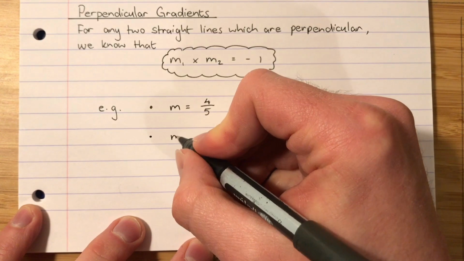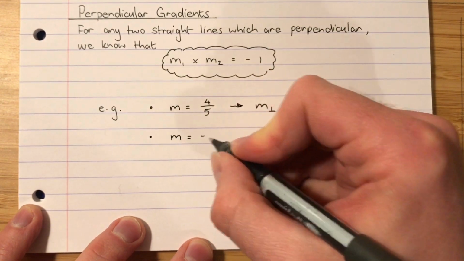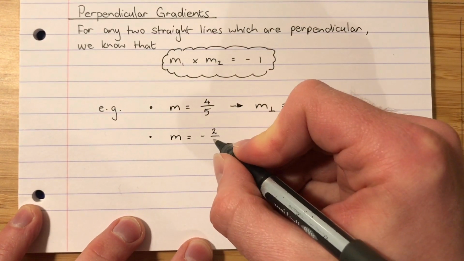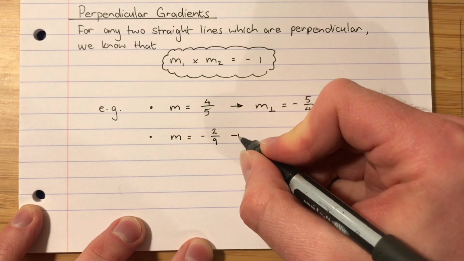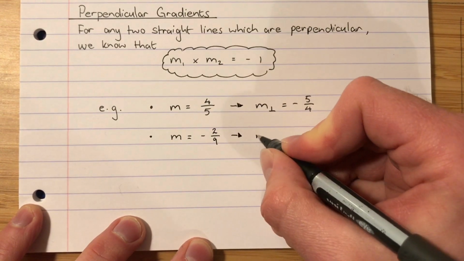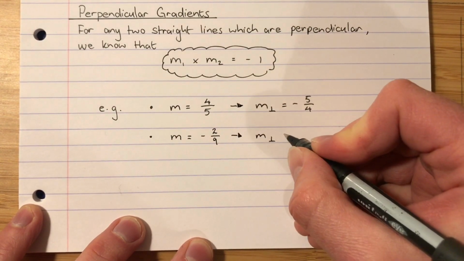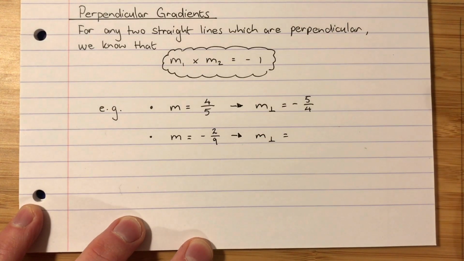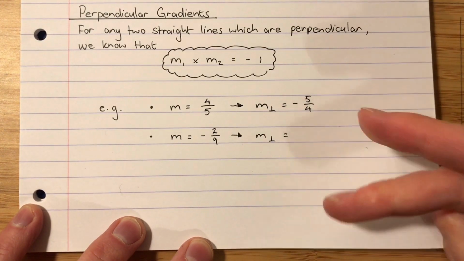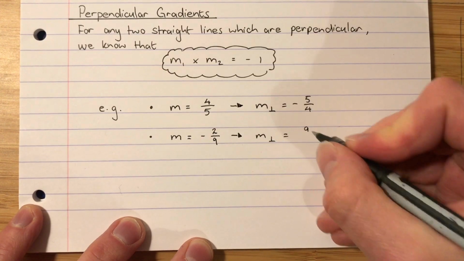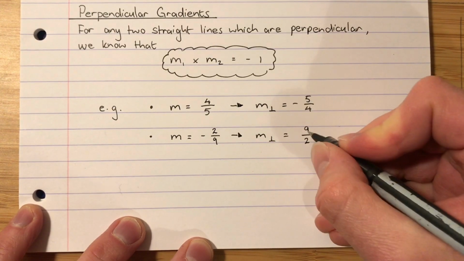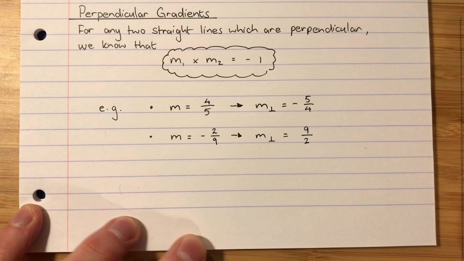Second example, if I have a gradient of -2/9, that would imply to me that a perpendicular line would have a gradient of, well, we have to multiply it by a negative and make it the reciprocal. If I multiply a negative by a negative, I'll get a positive, make it the reciprocal, flip it upside down, we get 9/2 will be our gradient of our perpendicular line.